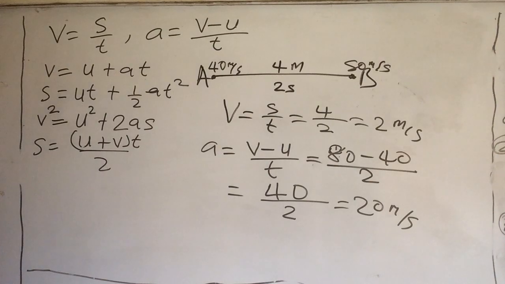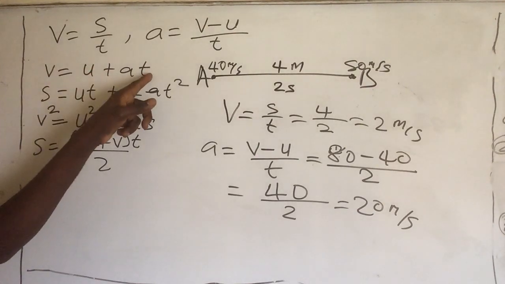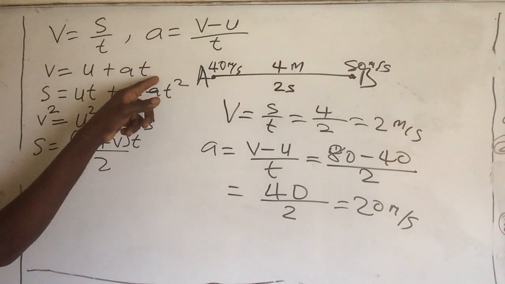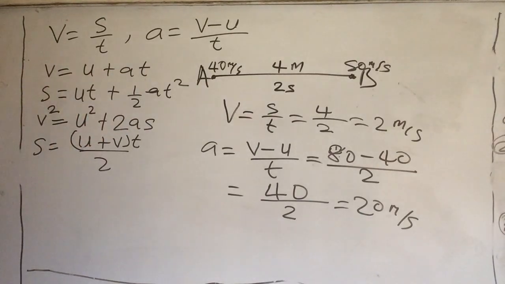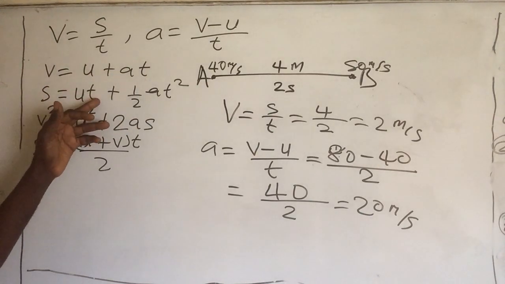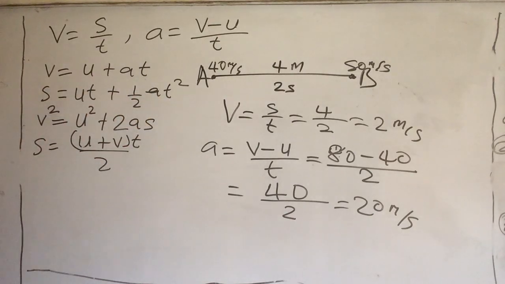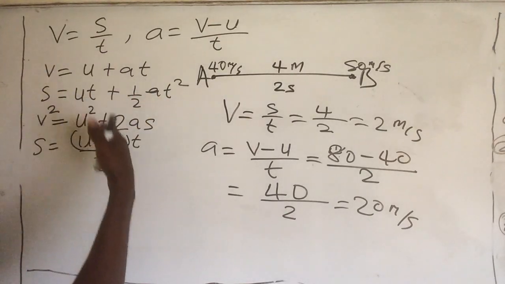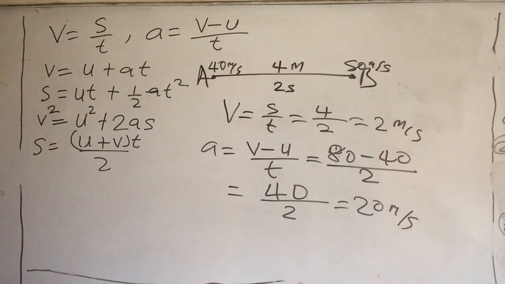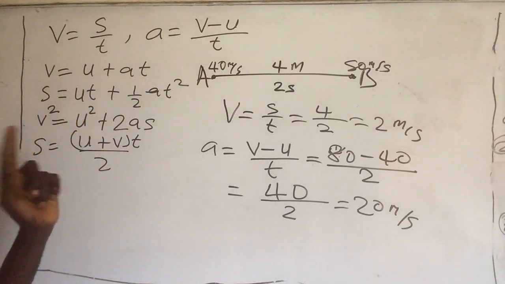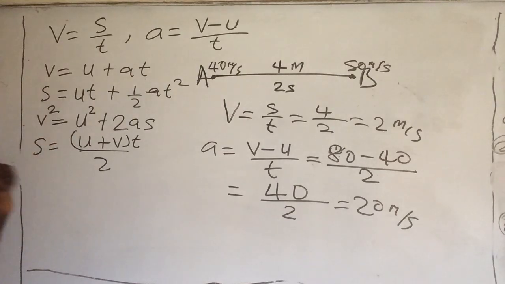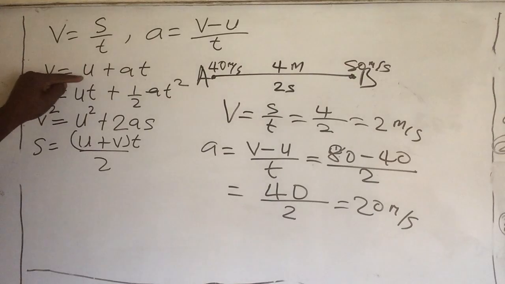Now, if they give you a question, if they give you V, U, A and ask you to find time, you will use this one. In another question, if they give you S, U, T and ask you to find A, you use this. So if you check all these four equations, one quantity is missing from each. Here we have V, U, A, T. We don't have distance.